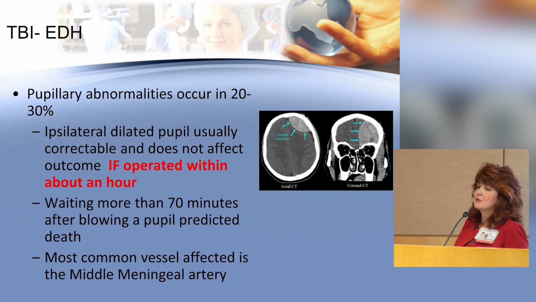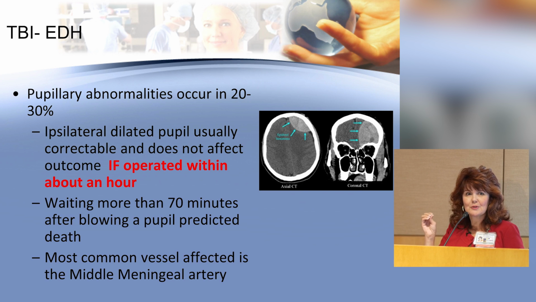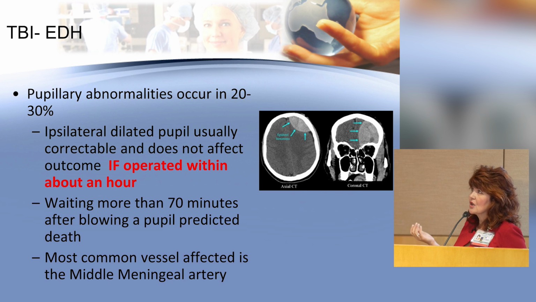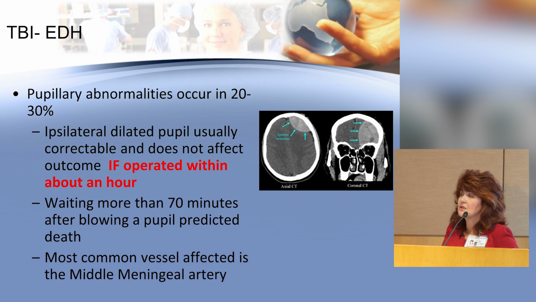So pupillary abnormalities, the reason why we check those pupils, and it's really, really important, is it occurs in 20 to 30% of people with epidural hematoma. Ipsilateral dilated pupil is correctable, and it does not affect clinical outcome if they're operated on in about an hour. If you don't catch it and you let it go, waiting more than 70 minutes after blowing a pupil in the setting of epidural hematoma predicted death. And so it's very, very, very important to follow your exam. And the most common vessel, again, is the middle meningeal.